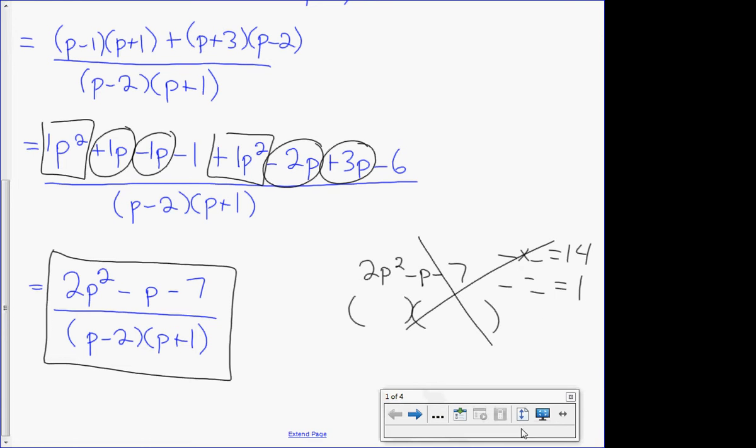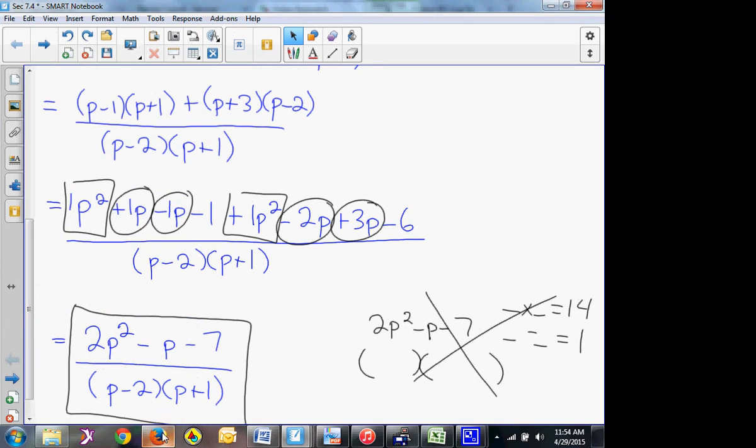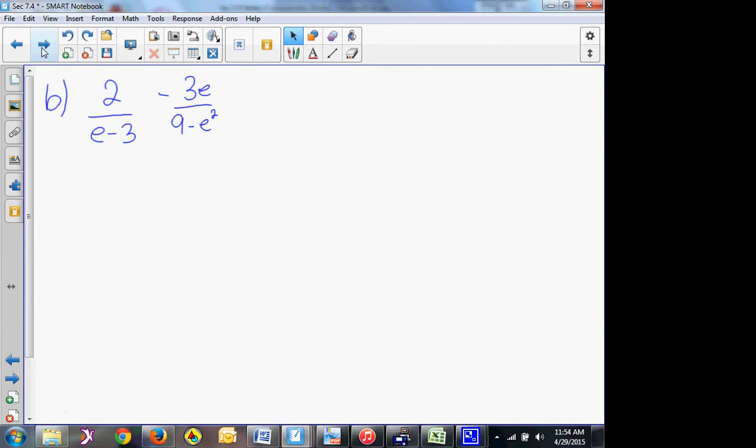Let's do the next question. I just have a 10-minute window, so maybe I'll start it, and I might have to finish it in the next video. Okay, so B is: we have 2 over e minus 3, and then minus 3e over 9 minus e squared. So lots of stuff going on here. I'm going to put my e minus 3 in brackets.